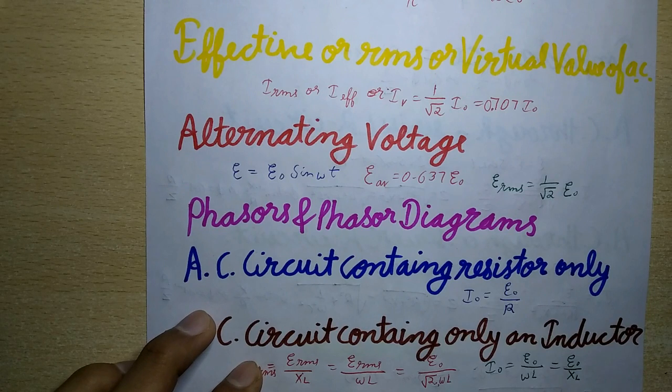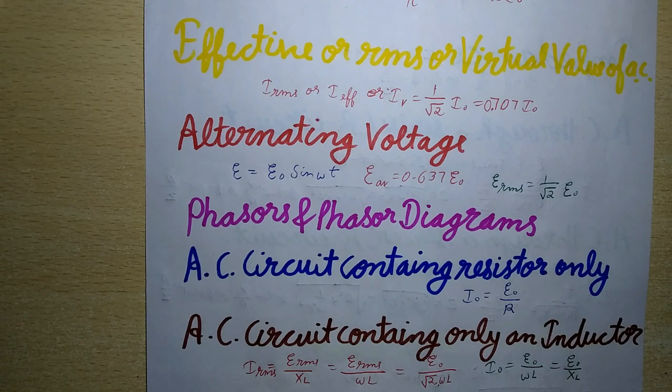Now next is phasors and phasor diagrams. A rotating vector that represents a sinusoidally varying quantity is called a phasor. A diagram that represents alternating current and voltage of the same frequency as rotating vectors, phasors, along with the proper phase angle between them, is called a phasor diagram or Argand diagram.